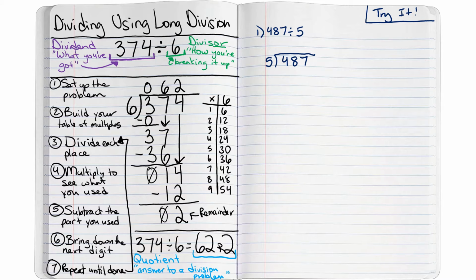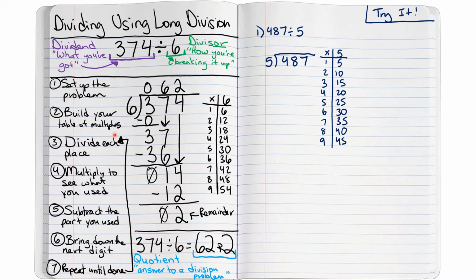Step 1 tells me to set up the problem, and then step 2 tells me to set up my table of multiples. So that's what I'm going to do next. Since I'm dividing by 5, I'm going to write times 5: 1, 2, 3, 4, 5, 6, 7, 8, 9. And then 5, 10, 15, 20, 25, 30, 35, 40, 45. This is the strategy.